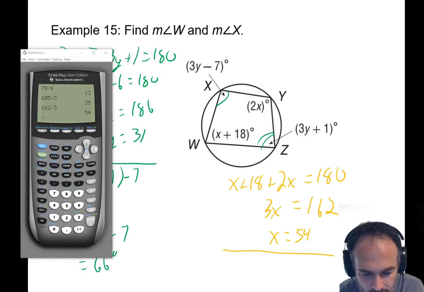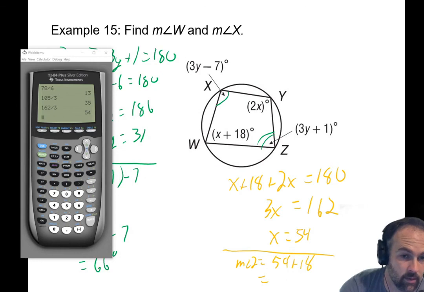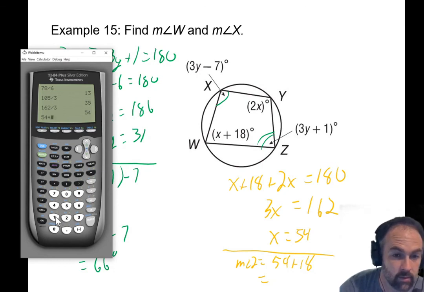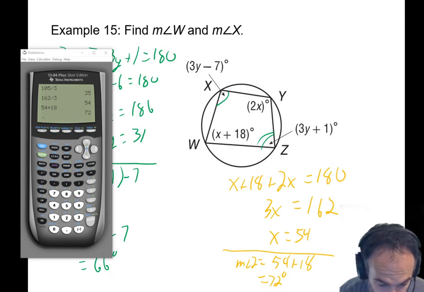Now for the measure of angle W, that equals 54 plus 18. And yes, I'm going to type in 54 plus 18 in the calculator because it is now midnight. Oh, see, I can't even type right. 54 plus 18 is 72 degrees. Measure of angle W is 72 degrees.